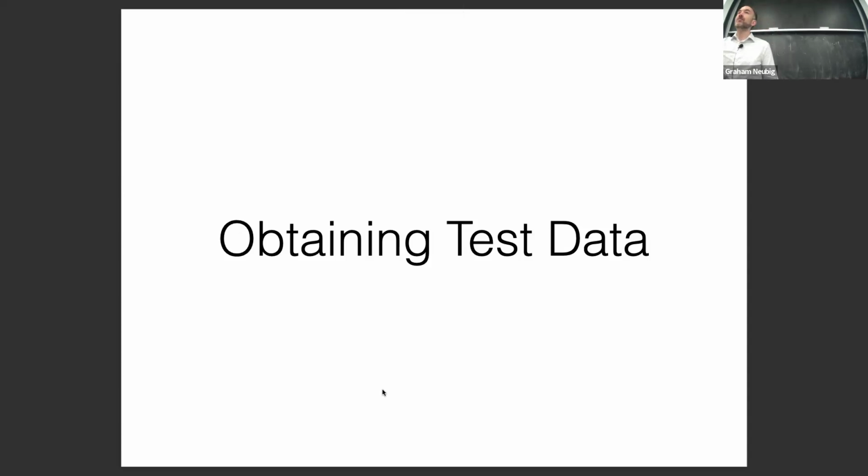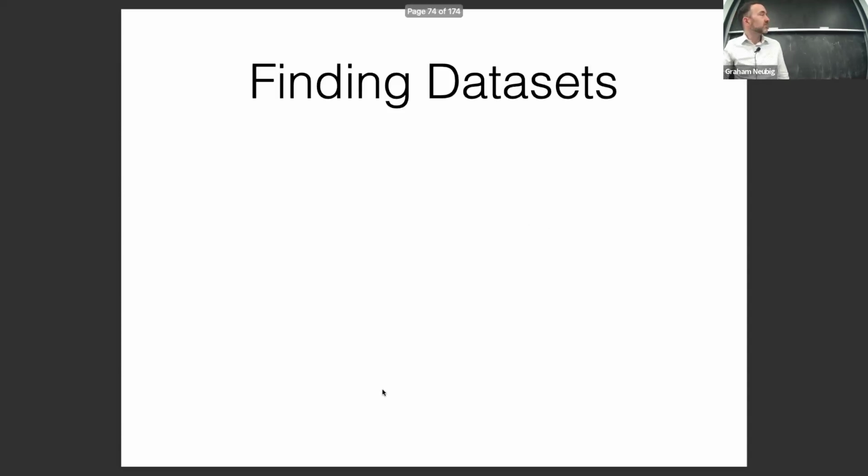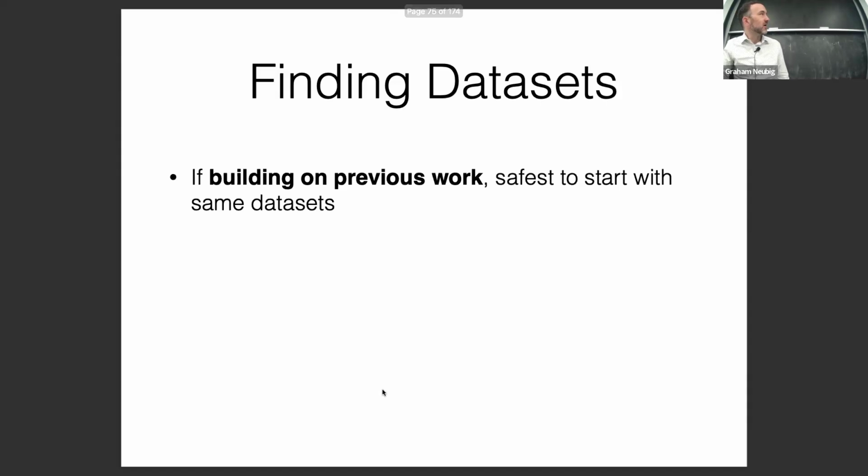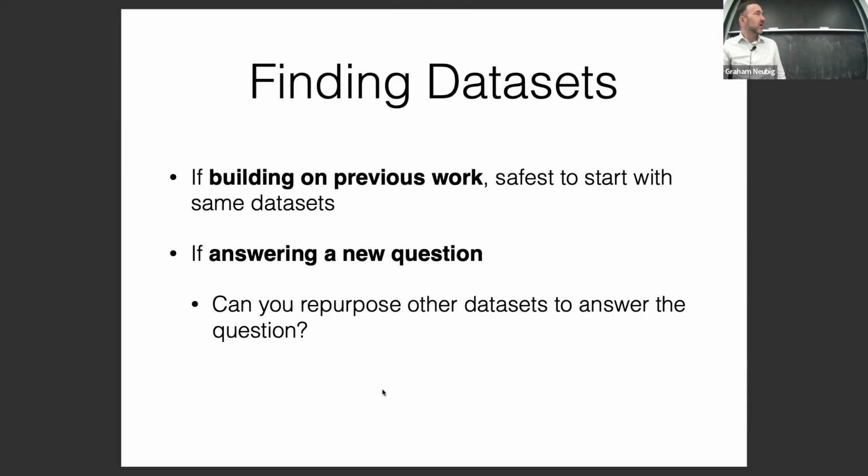So, obtaining test data. In order to obtain test data, we would like to find data sets. If you're building on previous work, the safest thing that you can do is start with the same data sets. If you're answering a new question, you can think about whether you can repurpose other data sets to answer the question. Very often there will be a data set that is appropriate for answering your question, and you can go and find that. Actually, our wonderful TA VJ has created a system called Data Finder that will automatically find it for you. So if you want to search for data sets, you can use his system or ask him about it.